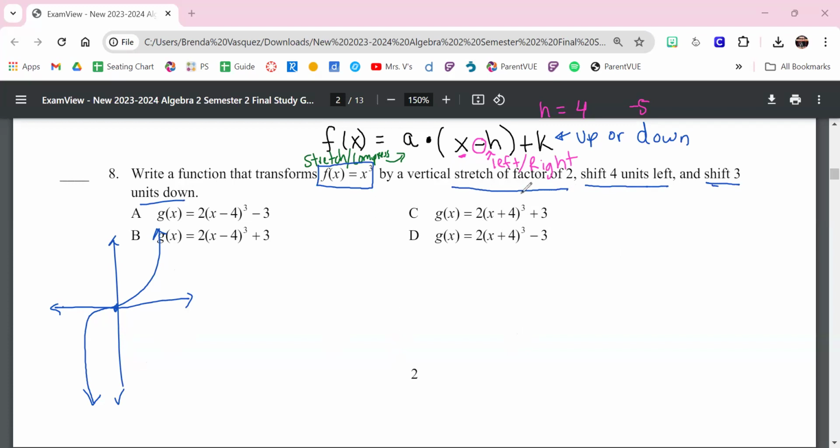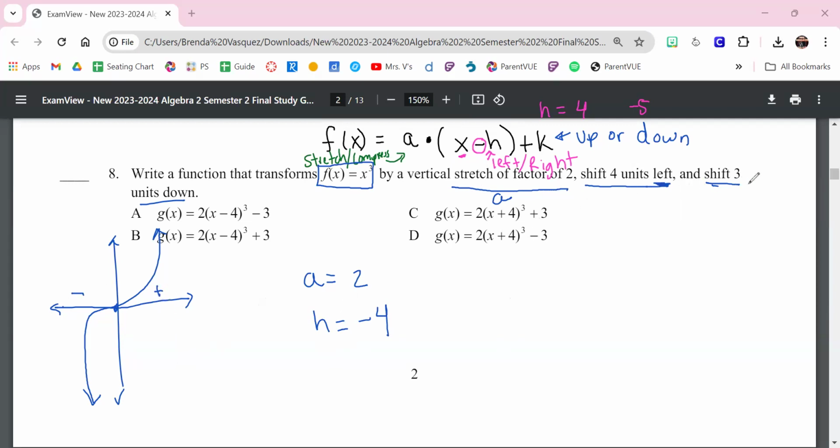Whenever we stretch vertically, we consider that to be our parameter A. So in this case, A equals 2. If we move left or right, that parameter is going to be H. So it's moving to the left 4. And whenever we move to the left, we go into the negative side. So here's left, negative. Here's right, positive.